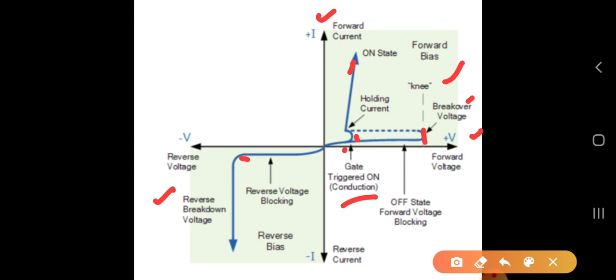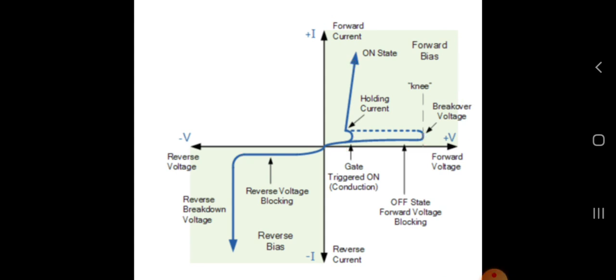So this is what happens in the reverse biased condition of the SCR. You can observe that a straight line is shown here, where suddenly current flows through the SCR. Everything breaks down, and there is no use of the SCR. This is called the reverse biased condition of the SCR. So this entire graph is used to show the forward bias and reverse bias conditions of the voltage and current across the SCR.